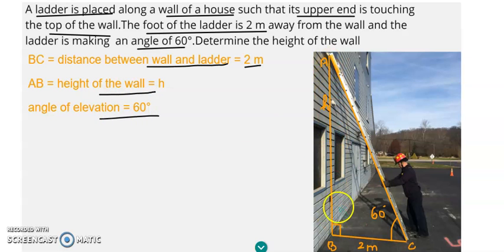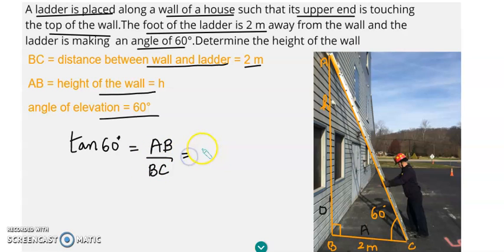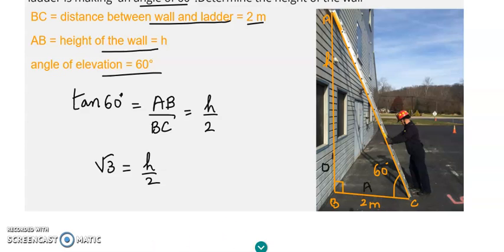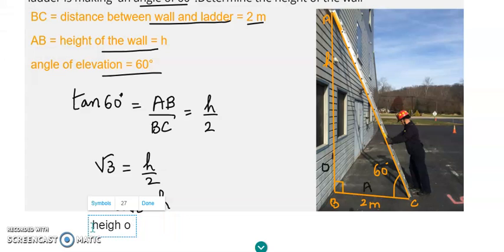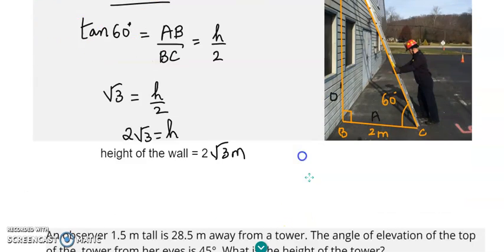So height of the wall is AB, which is the opposite, right? And the adjacent is given to be BC, which is 2 meters. So now here in this case it is tan 60 degrees because it is opposite, that is AB divided by adjacent, which is BC. AB is H and BC is 2. What is tan 60? Root 3 equals to H upon 2. We'll do the cross multiplication. So 2 square root 3 equals to H. So height of the wall equals to 2 square root 3 meters, right? Let's take the next question.